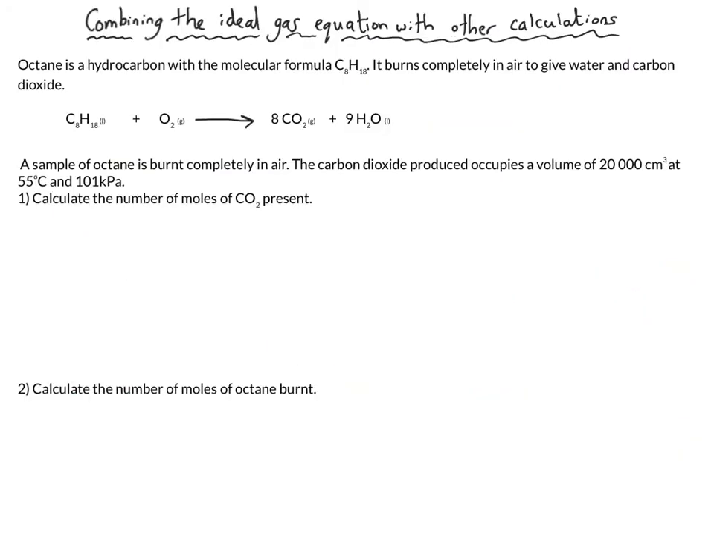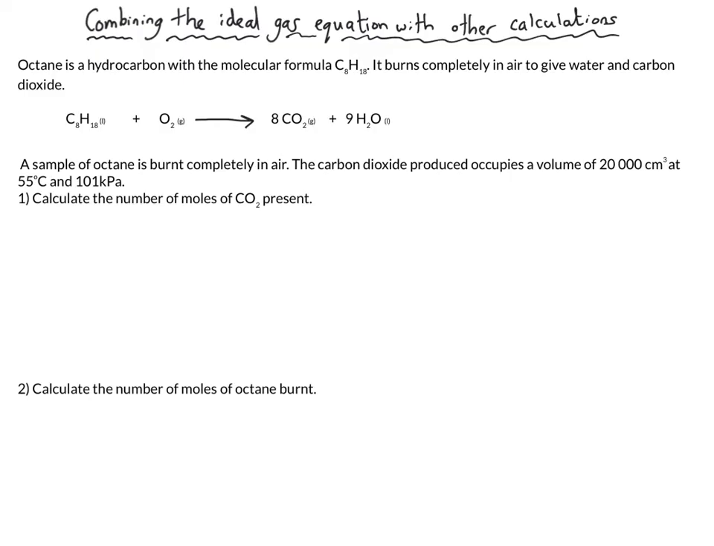We're going to finish this video by taking a look at how we can combine the ideal gas equation with other calculations and with other chemical equations. So we've got a situation here where octane, a hydrocarbon with a molecular formula C8H18, burns completely in air to give water and carbon dioxide. Here's the chemical equation for it. Here we can see the numbers in the equation: 9, 8, 1 and 1.